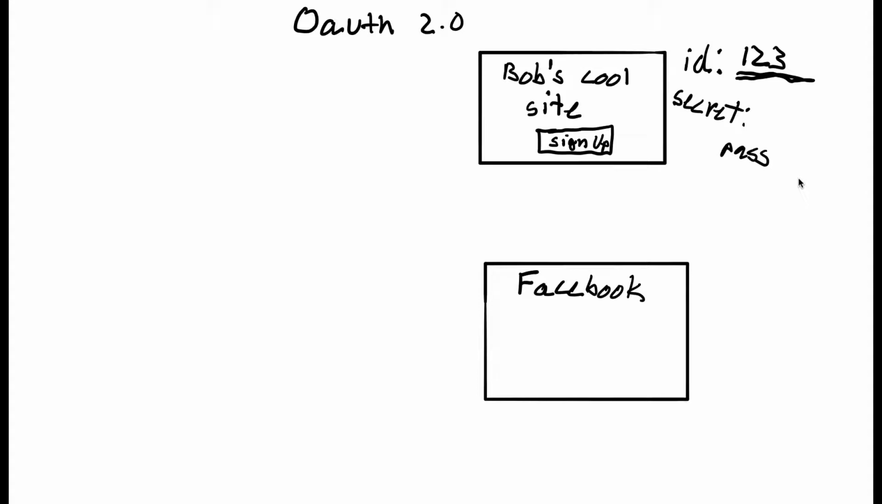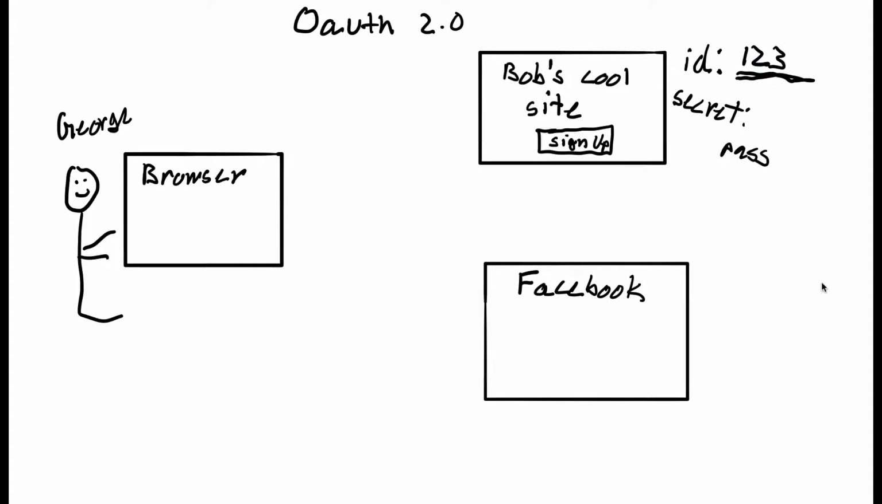He registered his application. Facebook gives him an ID and a secret. The secret is so that Bob can register with Facebook, and Facebook knows that it's really Bob. And the ID uniquely identifies Bob's site.